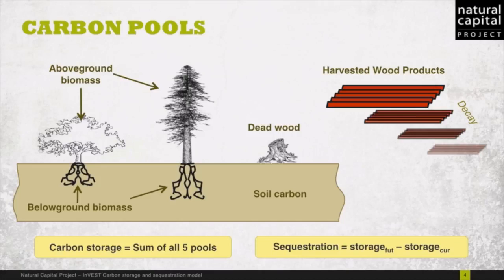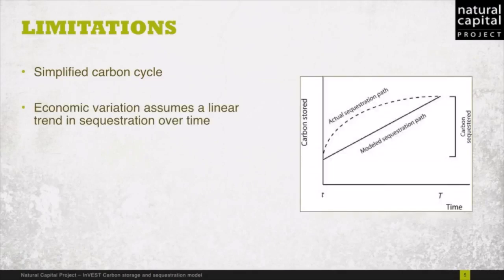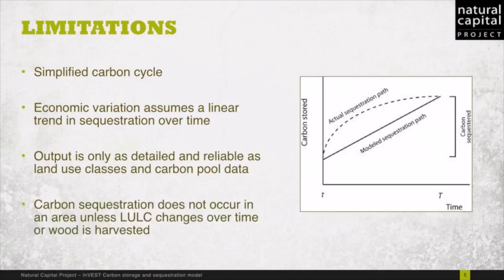Because this model is simple, it has several limitations. First, the carbon cycle is very simplified. It does not take into account growth rates, climate, or other dynamic factors that influence the carbon cycle. The economic valuation assumes that carbon is sequestered linearly over time, when it is often the case that the actual sequestration path is nonlinear. The model output is only as accurate as the land cover and carbon pool data that is provided as inputs, so it is worthwhile to look for high-quality input data. And finally, carbon sequestration only occurs if a land cover changes over time or wood is harvested. Changes in storage because of plant growth are not directly modeled.